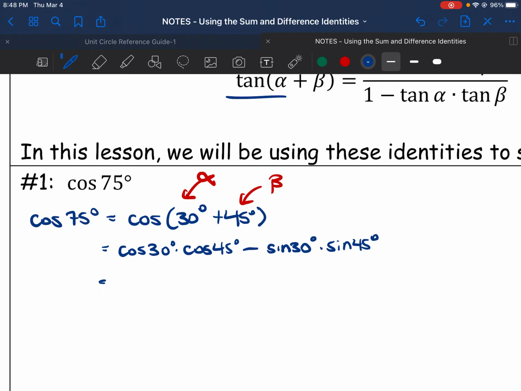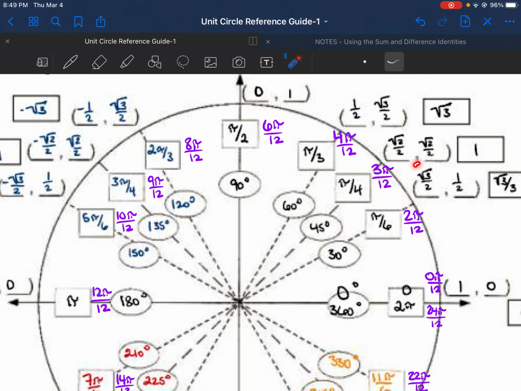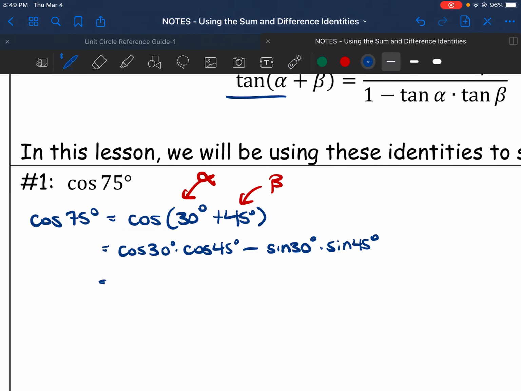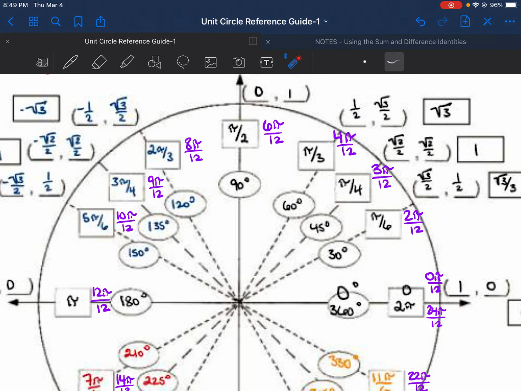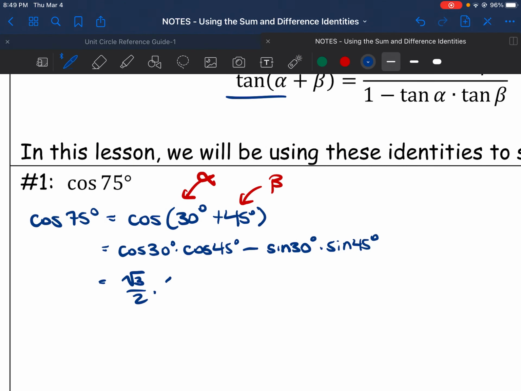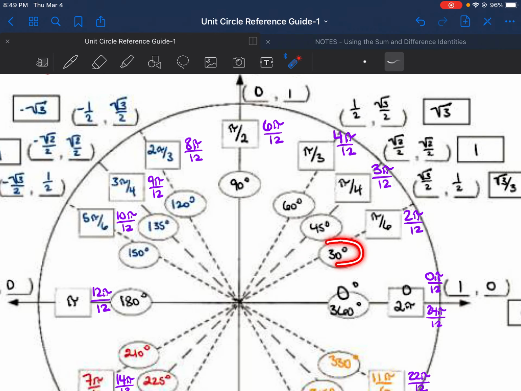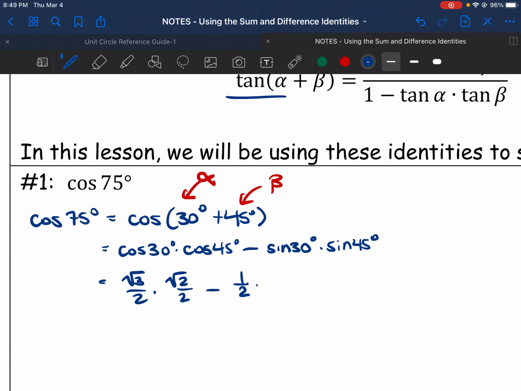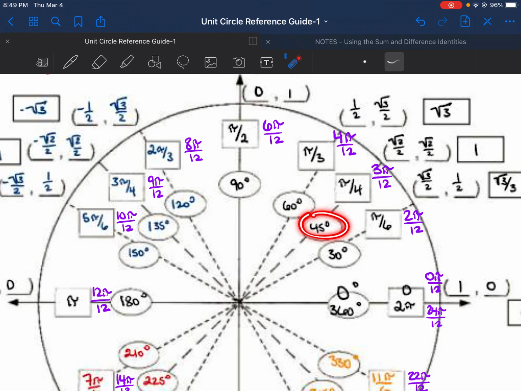And now let's use our unit circle to start calculating. Since 30 degrees and 45 degrees are on the unit circle, we can get exact values. So the cosine of 30, well, here's 30 degrees. We know cosine is the x value, so that's square root of 3 over 2. Cosine of 45 degrees, well, here's 45 degrees. Cosine, again, the x value. That's going to be square root of 2 over 2. Minus sine of 30 degrees. Well, sine is the y value, so 30 degrees, the y value is 1/2. And then the sine of 45 degrees. Here's 45 degrees. The y value is the sine, square root of 2 over 2.